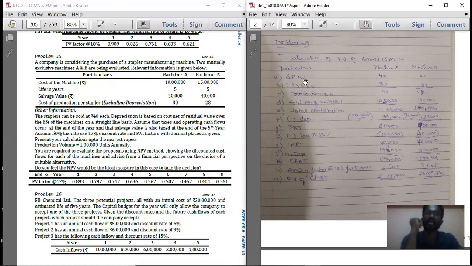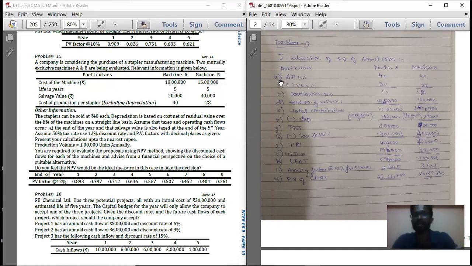So below that, a 3 columnar table: first column particulars, second column machine A and third column machine B. First we should calculate the contribution, then deduct the depreciation, you will get the PBT, then deduct tax, you will get PAT, then add depreciation, you will get CFAT. That is the procedure which we follow always, we do the same method when doing capital structure also.